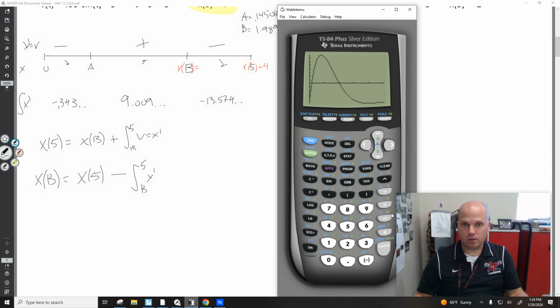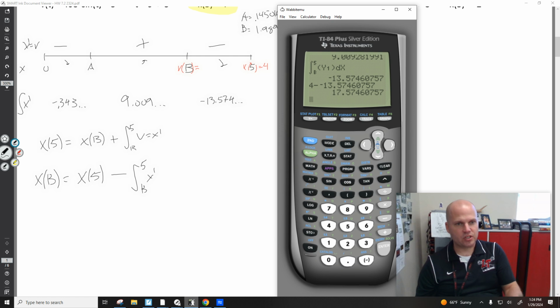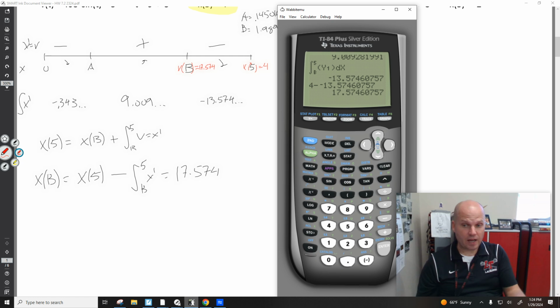If you want to try that out, do it. Like if you change this from B to 5 to 5 to B, you'll see it's the opposite. Anyways, 4 minus this number is adding a positive. I must be coming from a position of 17.574 here. To then go to the left and finish to the left of where I started, I still need to work my way back to where I came from.